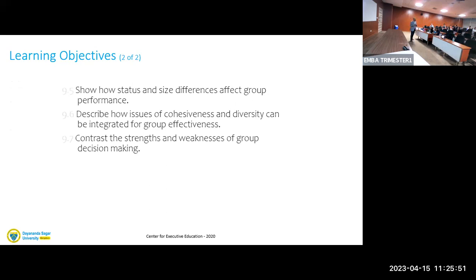So how does status in a group matter? I was talking about status actually, the boss and you. And size, does the size of a group affect it? All these are based on fundamentally deep research, and they've come out with some understanding, which we shall be talking about as we go through the next 45 minutes. But a fascinating subject is group.